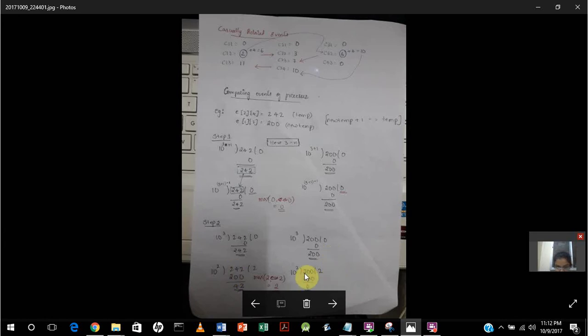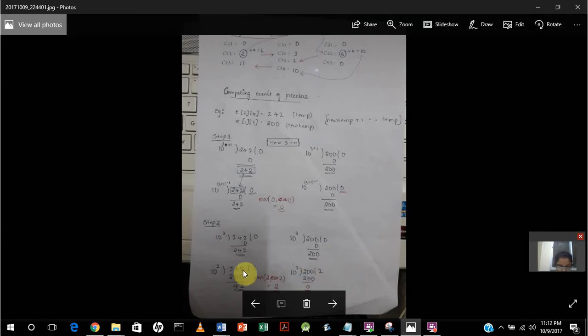Similarly, I get the first number of 200 here. So I am basically comparing this 2 and this 2 here in the hundreds place. Maximum of 2 and 2 is 2.